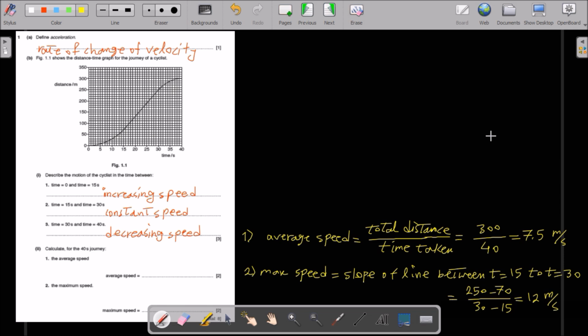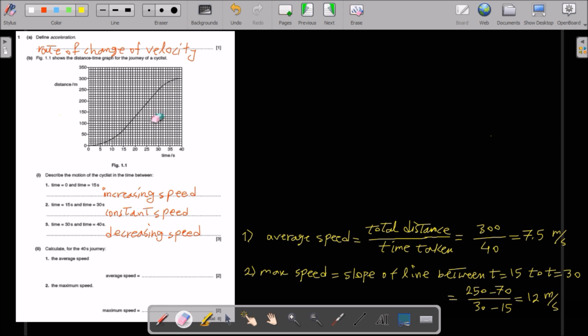What is maximum speed? We know that if you look at the figure, between 0 to 15, the slope is increasing. Between 15 to 30, the slope is constant and then decreasing. So maximum speed happens between 15 to 30 seconds. That's why you can find the slope of the line between 15 to 30 to get maximum speed.